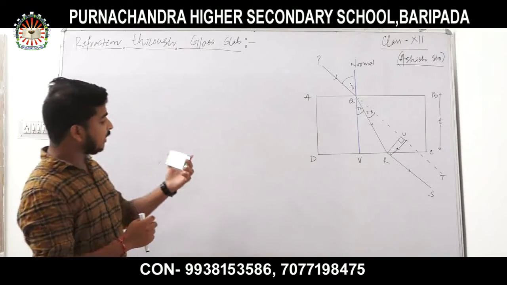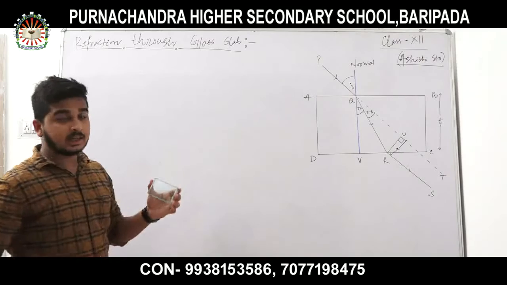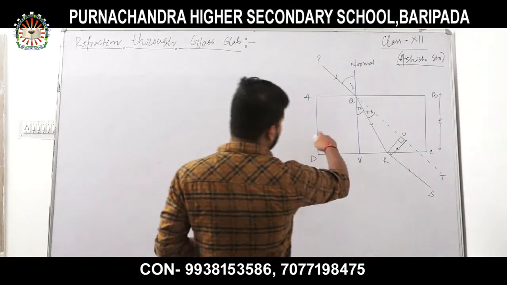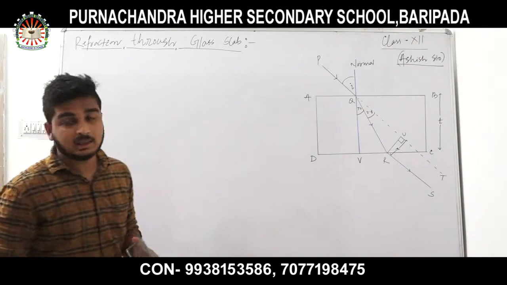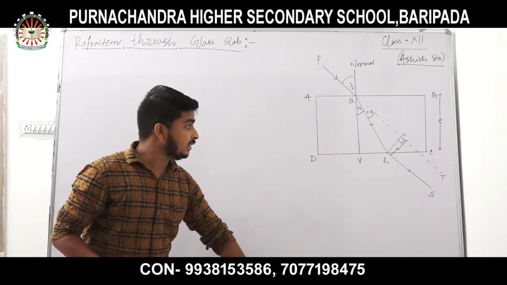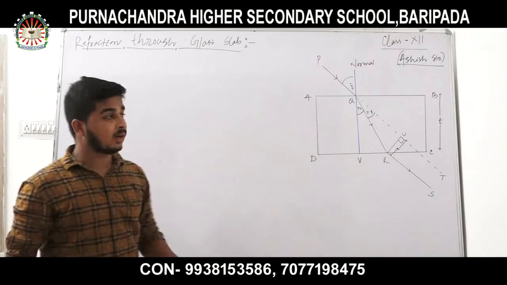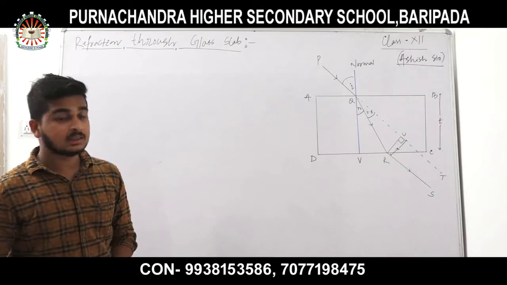The front view of the glass slab is like a rectangle. I have drawn a rectangle named ABCD. It is the front side of the glass, and AB, BC, CD and DA are the four sides of the rectangular slab.